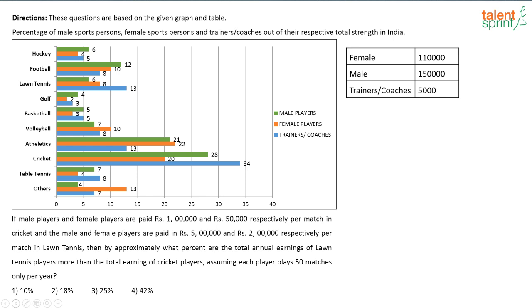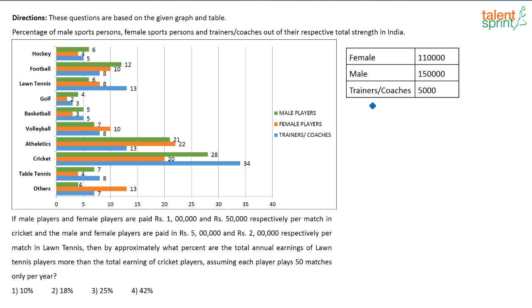So try this question. What is given here? If male players and female players are paid so much respectively per match in cricket, and the male and female players are paid as follows in lawn tennis, then approximately what percentage are the total annual earnings of lawn tennis players more than the total annual earnings of cricket players, assuming each player plays 50 matches only per year?